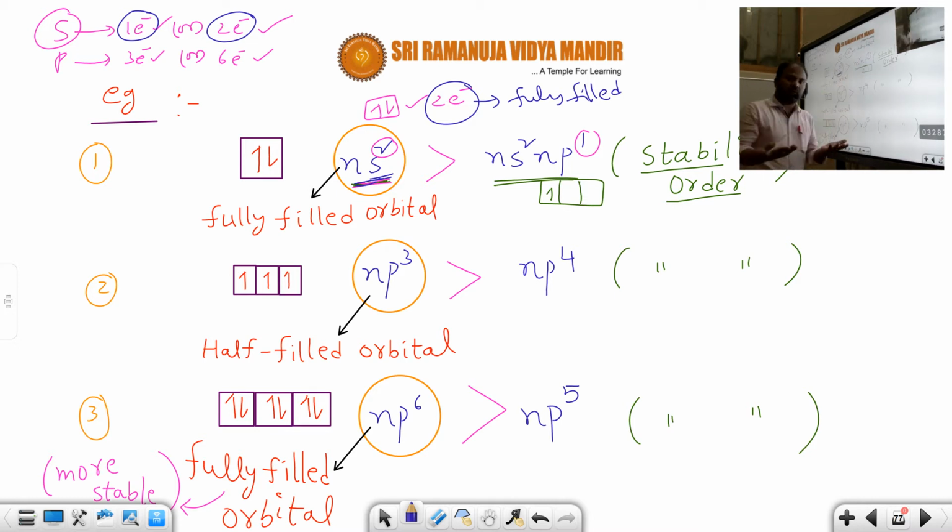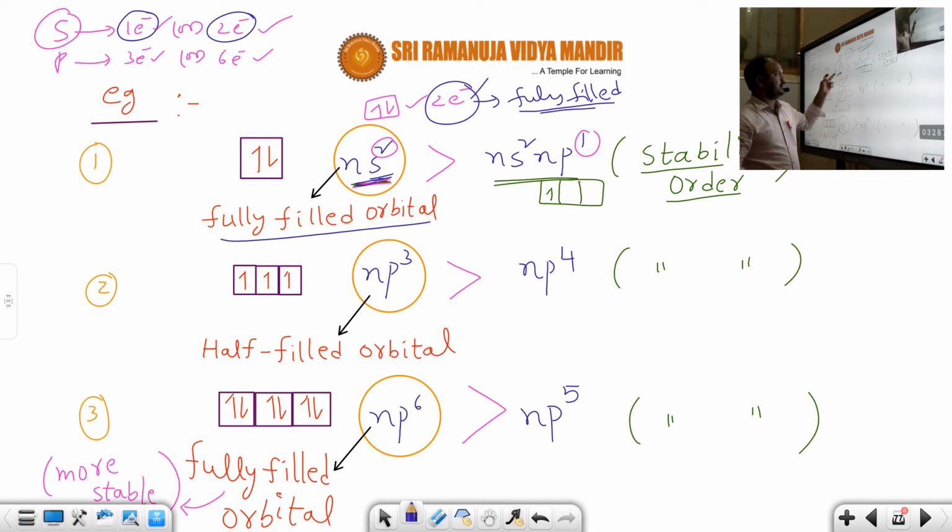Maybe p containing 3 electrons is more stable. But in the given example, I have taken only 1 electron present in the p subshell. But in the s orbital on the left hand side, it is fully filled, because the s orbital contains the maximum number of electrons, only 2 electrons. That's why it is more stable. So whenever a fully filled orbital is there, it has more ionization potential. Due to that reason, half filled and full filled structures, according to Hund's rule, are more stable.